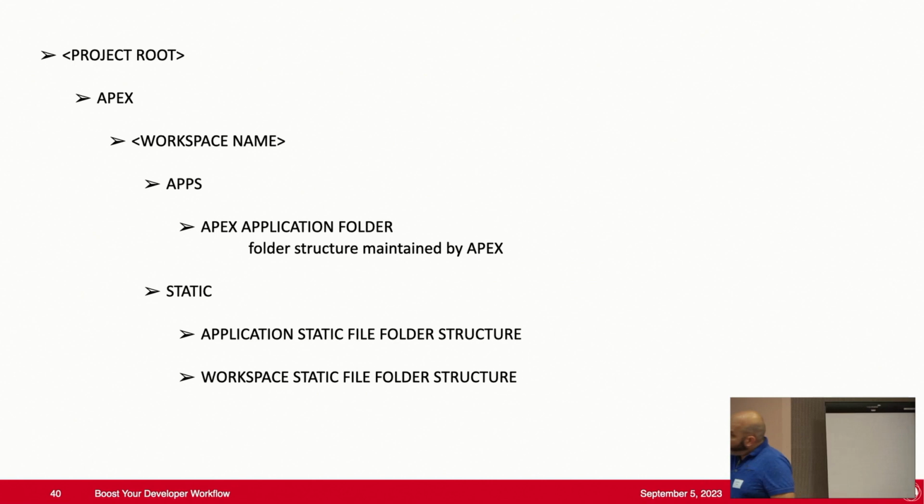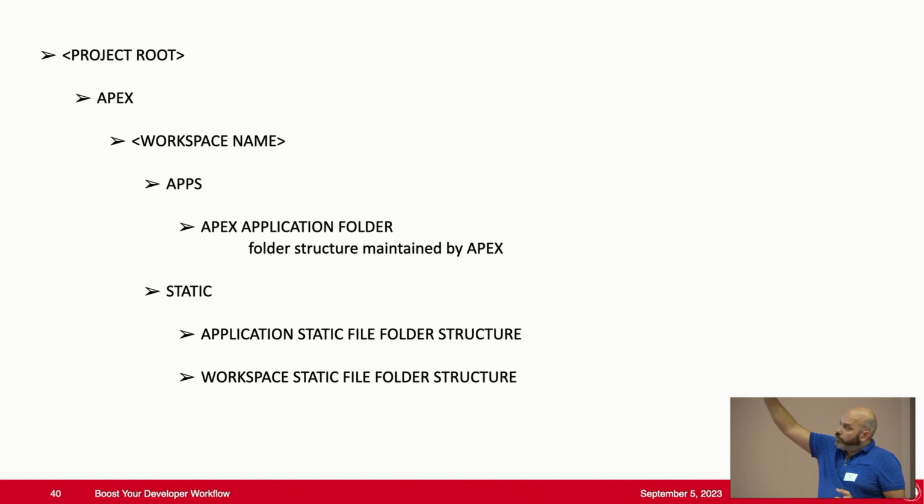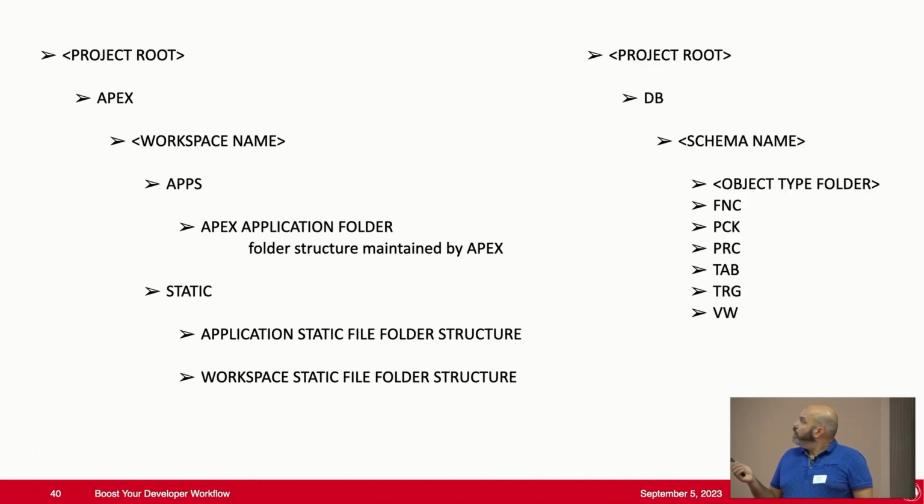So what did I do? I have a project root, I have an Apex folder and workspace name, my applications, my static files, and of course Apex downloaded has a folder structure. For example, if you have application 100, it's F100, and then you have this folder structure underneath. And you have your static application or workspace static files. Furthermore, you have also your database objects per schema ordered on your file system.